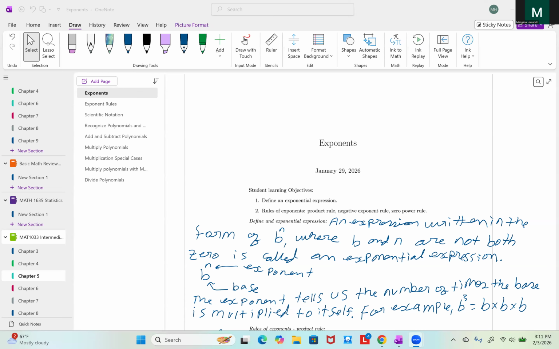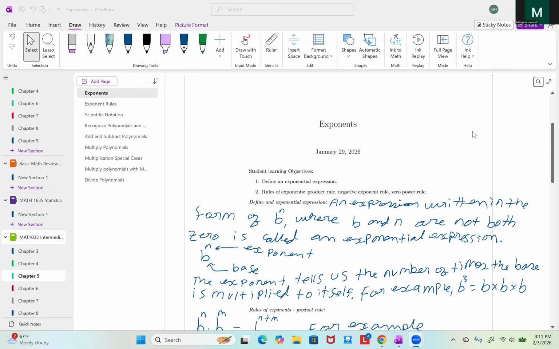Exponents. Student learning objectives. Define an exponent expression. Rules of exponents: product rule, negative exponent rule, zero power rule.